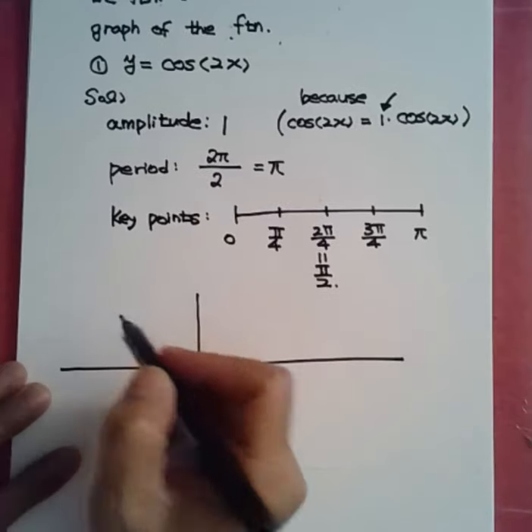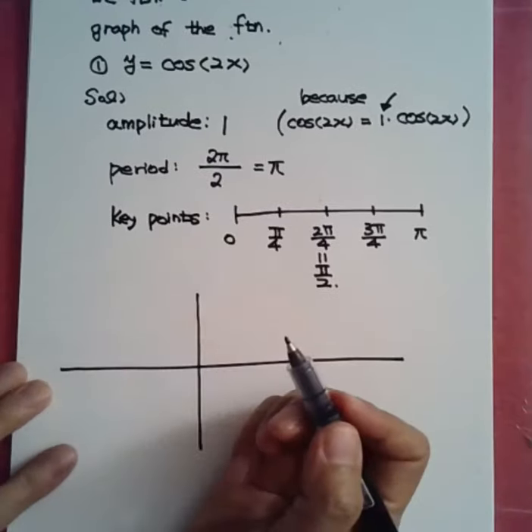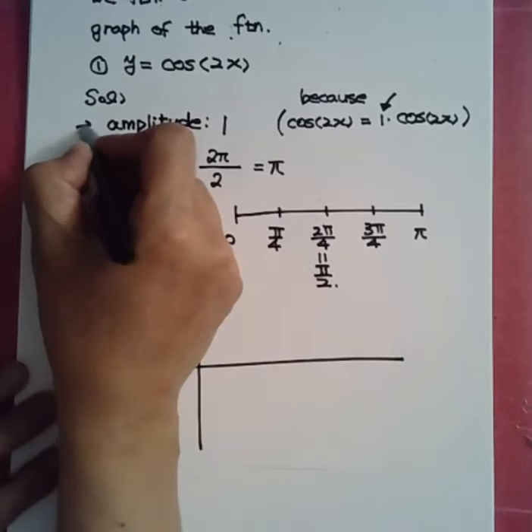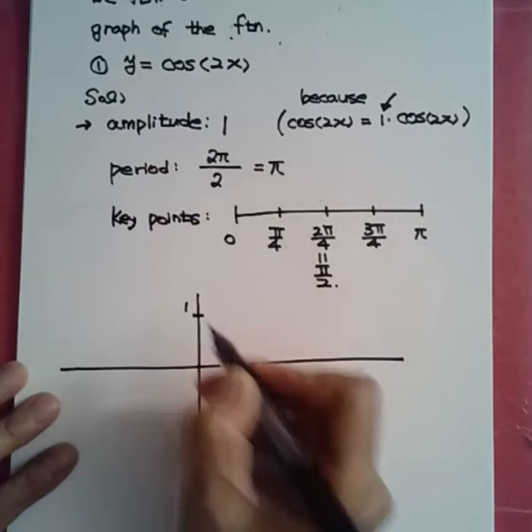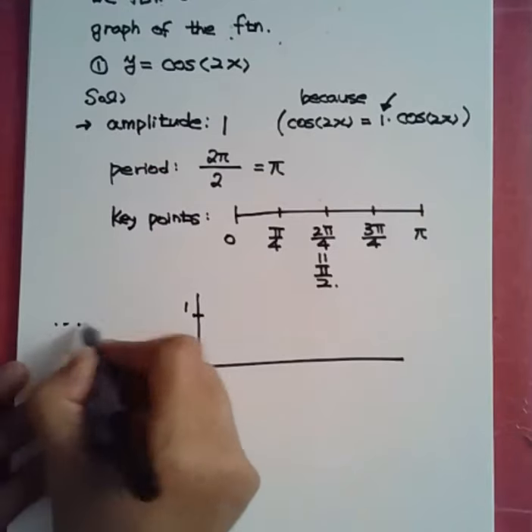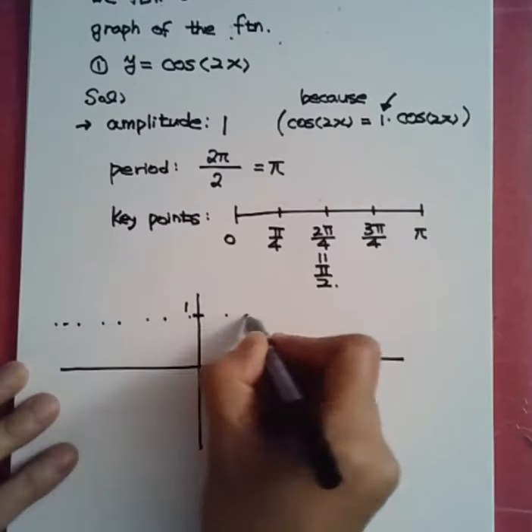When you graph, the first thing you have to think about is amplitude. Amplitude is 1, so the maximum value will be 1, and the minimum value will be -1.